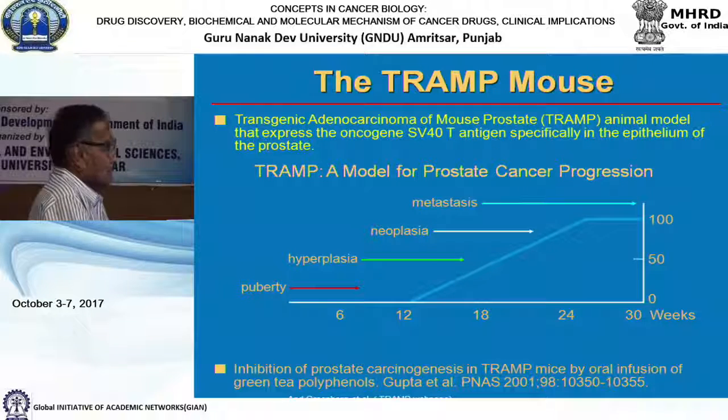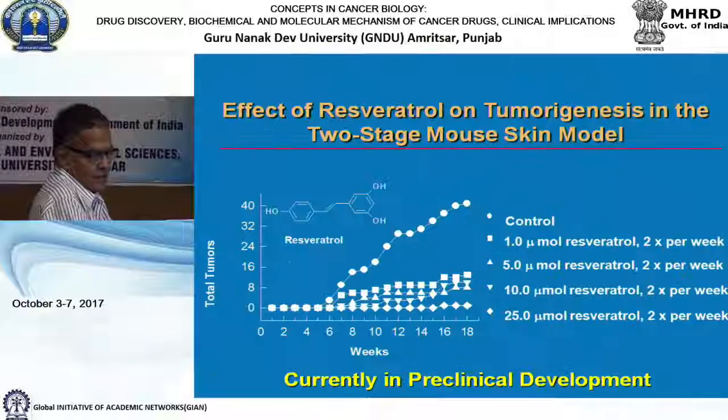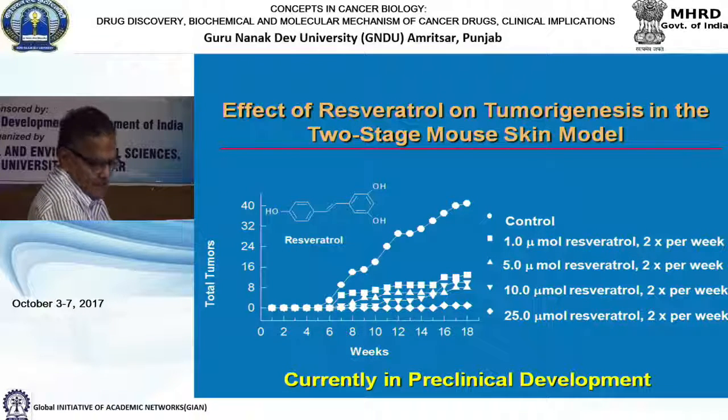And the TRAMP model that many of my friends are using in the USA induces prostate cancer in the animals in natural form. These are some of the results we showed. This is resveratrol, which we published in Science, showing the activity of resveratrol that's present in red wine and in grapes. That first paper was from our lab.